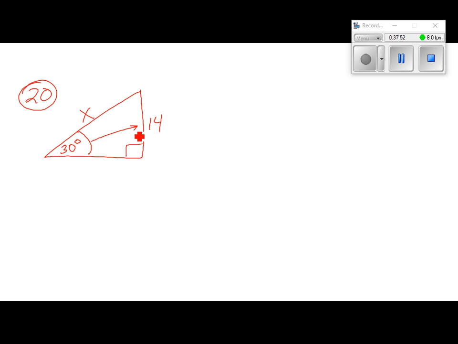The side across from the 30 degree angle is the opposite. So you label that opposite leg. X is the hypotenuse. That side is the hypotenuse. This other side is the adjacent. Which two do we care about this time? Opposite and the hypotenuse. We don't care about the adjacent. We look over here at our SOHCAHTOA. Which trig ratio deals with opposite and hypotenuse?